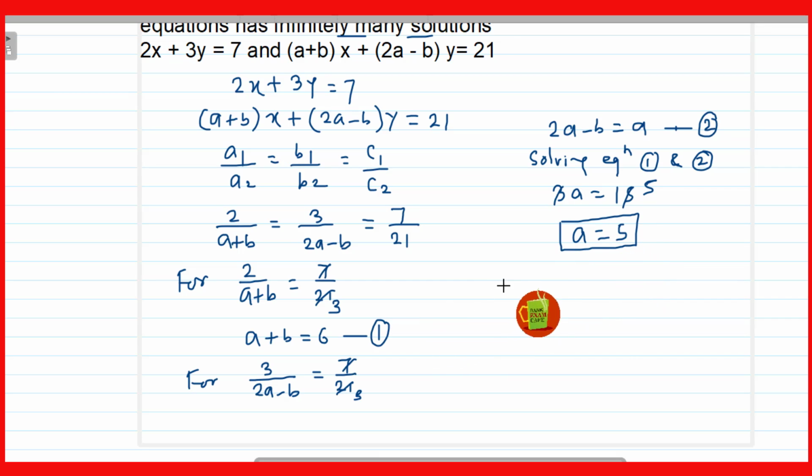Now put the value of a in equation number 1. So putting in equation 1, then we will get, here we will put the value of a as 5.